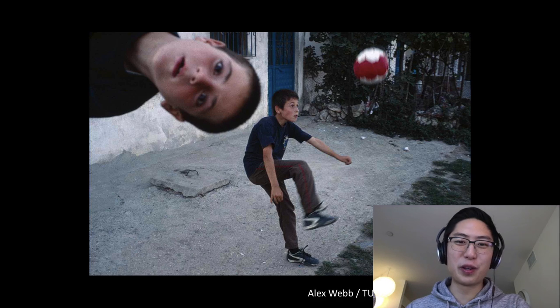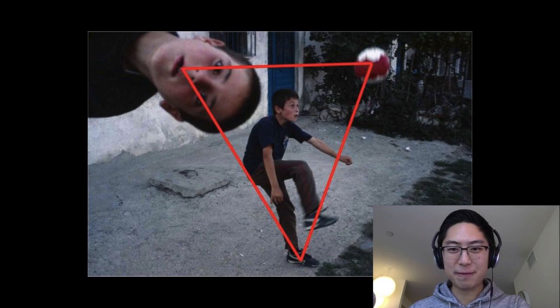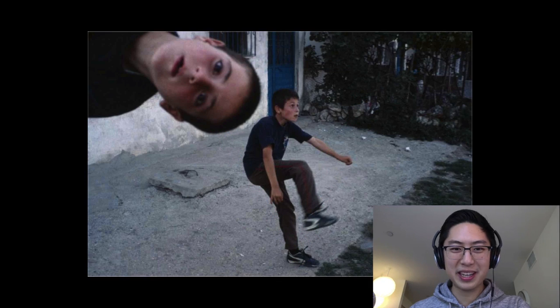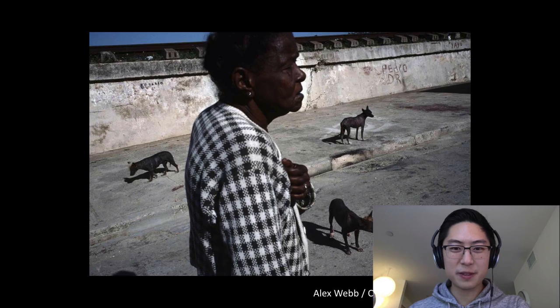And a very surreal photograph: kid popping from the top left corner and this kid with the ball. Do you see the triangle here? This is how I see it. Imagine the photo without the ball. Would it work? Don't think so. Different ways you could incorporate triangles.